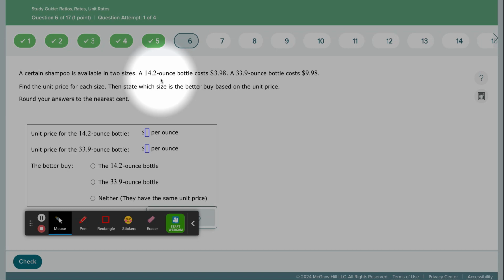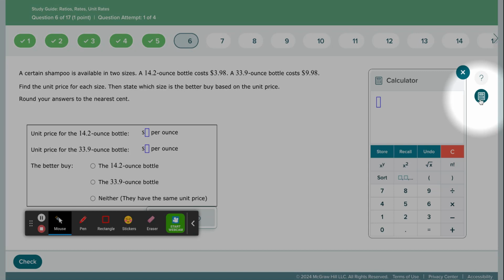Let's look at this. A certain shampoo is available in 2 sizes. This happens a lot. A 14.2 ounce bottle, 14 and 2/10 ounce bottle, costs $3.98. But if you want to go huge, which I usually do because I hate grocery shopping, so I'd rather just get it and have it last a long time, a 33.9 ounce bottle, or 33 and 9/10, costs $9.98. So find your unit price for each size. Figure out which one is actually giving you the better deal.